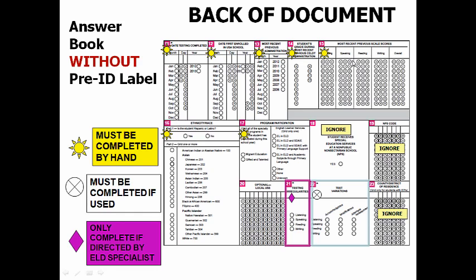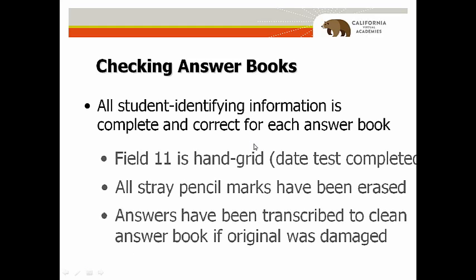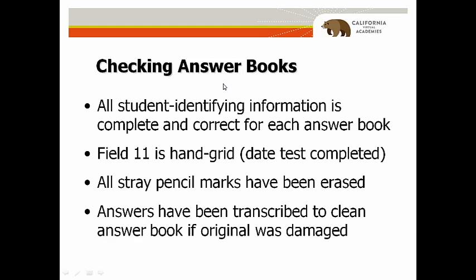So if you have any questions once you get the spreadsheet and you're doing the bubbling, Anasia and I can help you definitely on that. So you want to check your answer books. Just make sure that all student identifying information is correct and complete. So you want to make sure that their name, their student ID, all of those biggies are correct so that the right student gets the right information out there.